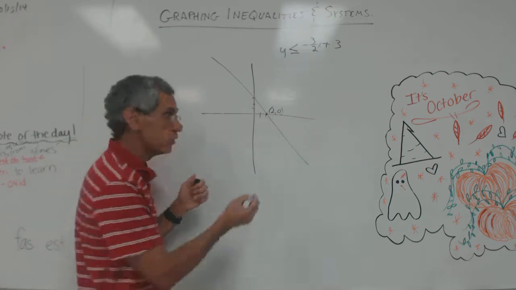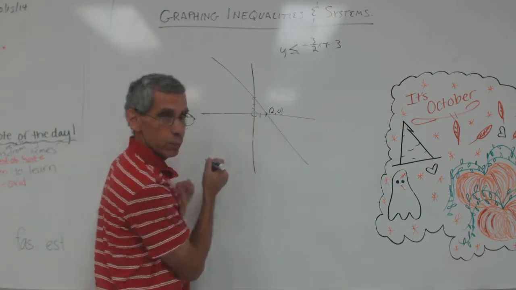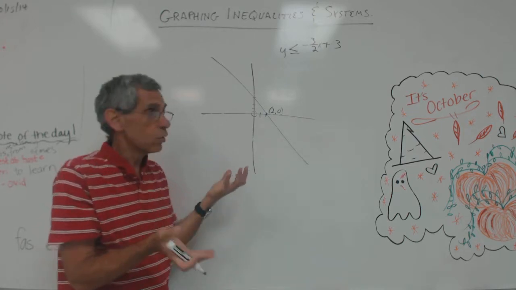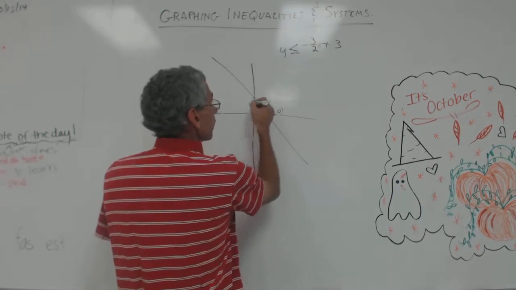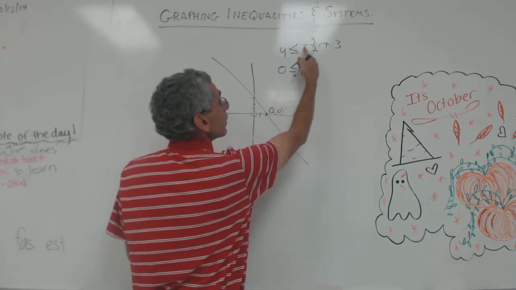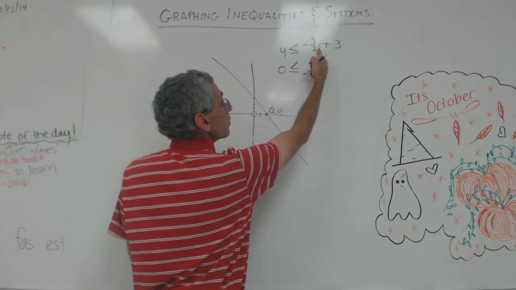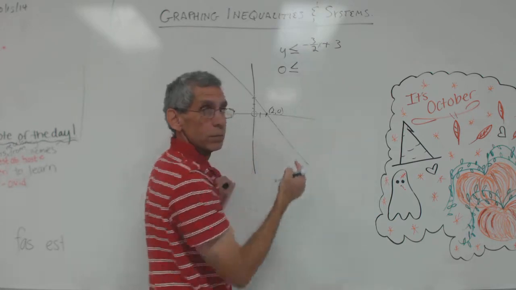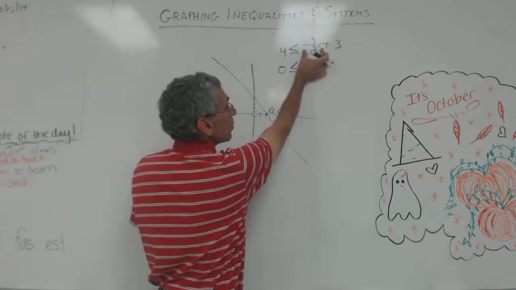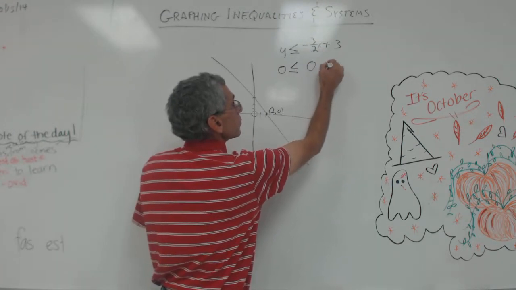0, 0. Wouldn't you agree with me that this is the simplest point? Because then x is 0 and y is 0. Do you agree with me? So let's plug that in. That means if that's 0, 0, so y is 0, and I'm just going to write this. What is negative 3 halves times 0? 0. Anything times 0 is 0. So suddenly that whole term right there becomes a 0 plus 3.